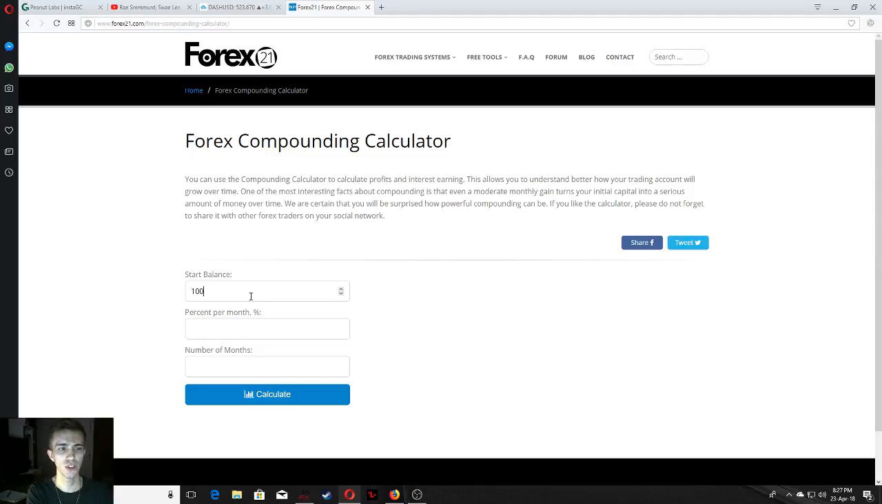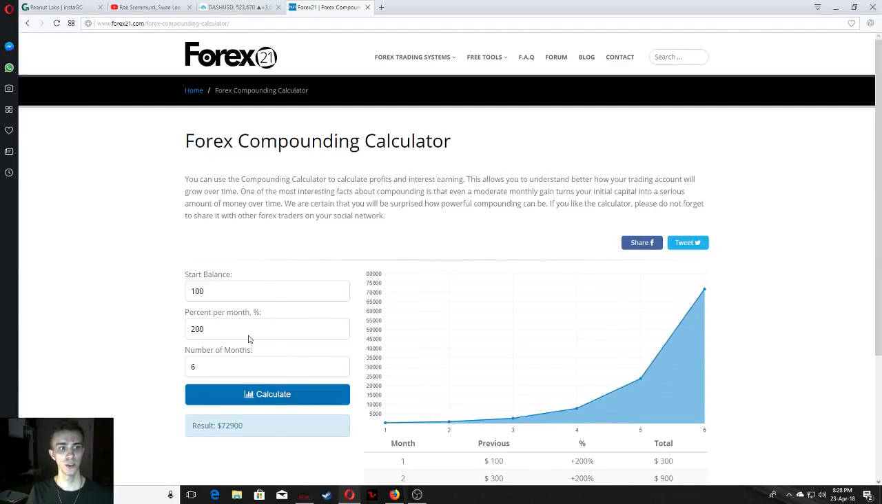Let's say you only have $100 and you grow this 200% a month. Okay, that's about 50% per week. That's not much. If you break that down, that's 5–10% a day. That's not a lot. Okay, so any amount for 6 months. Let's look at that. Turn $100, 200% a month for 6 months. You'll turn $100 into $73,000, compounding your money.